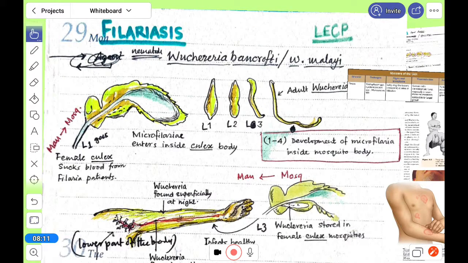Next is Filariasis. It is caused by the nematodes Wuchereria bancrofti and Wuchereria malayi. This disease is found in areas like Purulia, the Chotanagpur area. Here it is transmitted by the female Culex mosquito. The microfilaria enters inside the Culex body. After that, development will take place. L1, L2, L3, these three developmental stages of the microfilaria are there.